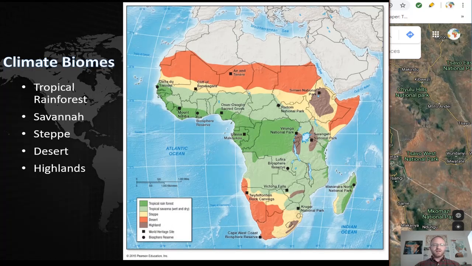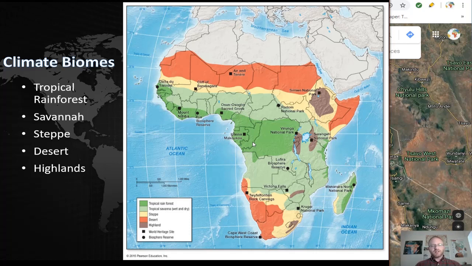Now, there are five main climate biomes in sub-Saharan Africa. However, this map does not do a great job of showing the differences within the region, so you should keep in mind that even within these regions, climates are very different across space. Now, tropical rainforests are located near the equator, as you can see here, and have two major rainy seasons in the spring and fall. Now, these rainy seasons are associated with the ITCZ moving overhead with the sun's direct rays.